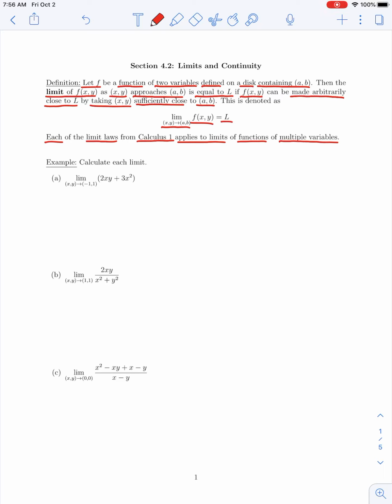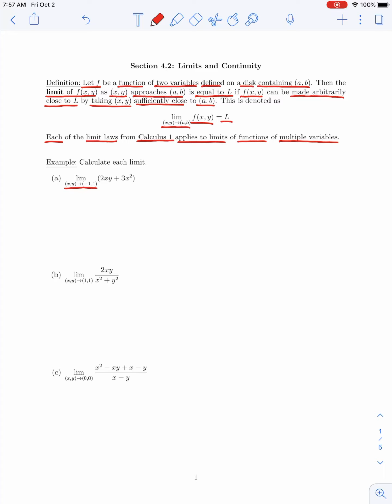So all of the typical limit laws that we've been working with for single variable functions also hold for these multivariable functions. So let's look at some simple examples to start with, and then we'll consider something which is a little bit tricky when we're working with limits of these multivariable functions. So in this first example, we are asked to calculate the given limit, and in part A, we have the limit of some polynomial function of x and y as the point (x, y) is approaching (-1, 1).